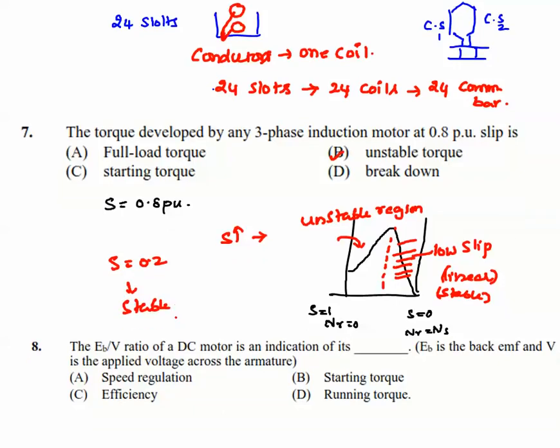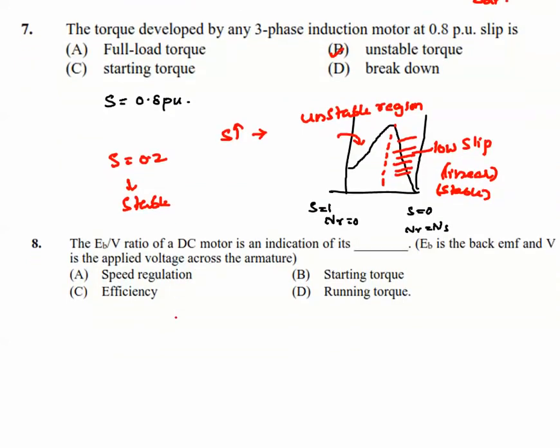And the next question on the screen is the 8th one. The EB by V, that is the back EMF by supply voltage ratio of a DC motor, is an indication of dash. So normally efficiency is given by output power divided by input power. Here the output is nothing but the electrical equivalent of mechanical power. Why? Because it's a motor, and divided by the supply, which is electrical power.